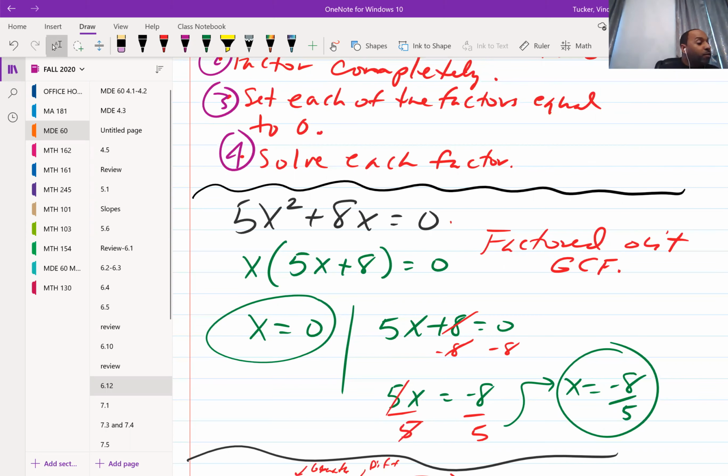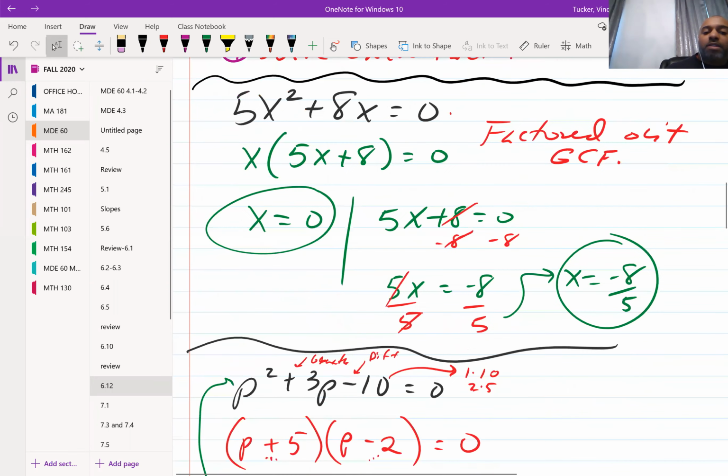Questions on the process? Your goal is to factor completely first. Then once you've done so, you set each piece equal to zero and solve for your variable. Any questions before we do another one? All right, let's look at the next one.